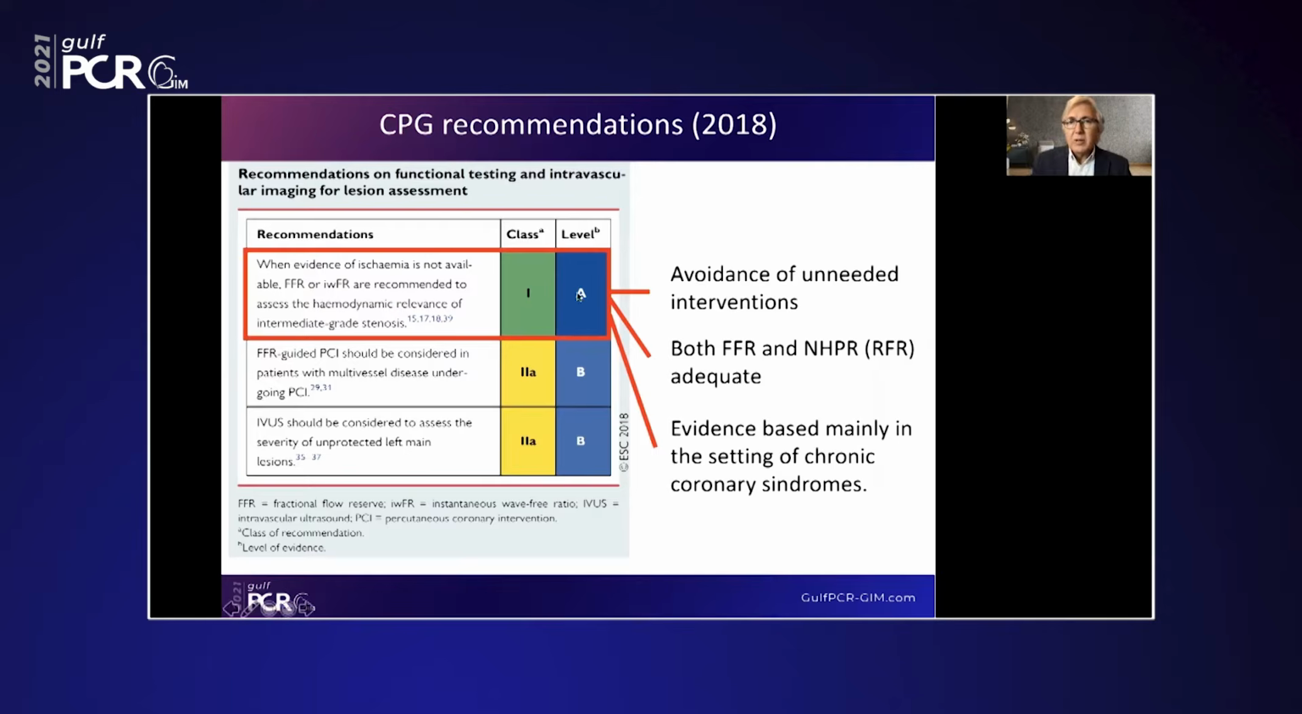First, remember that the 2019 guidelines on myocardial revascularization were saying that you can use FFR or non-hyperemic pressure ratios to assess the hemodynamic relevance of intermediate grade stenosis. And at that time, the guideline says when evidence of ischemia is not available. All this was obtained mainly in the setting of chronic coronary syndromes.